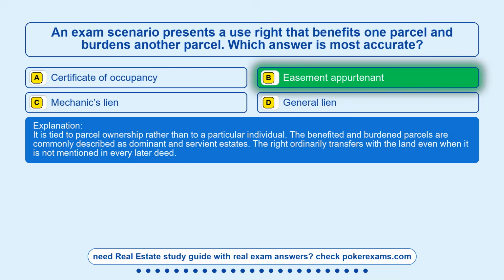It is tied to parcel ownership rather than to a particular individual. The benefited and burdened parcels are commonly described as dominant and servient estates. The right ordinarily transfers with the land even when it is not mentioned in every later deed.